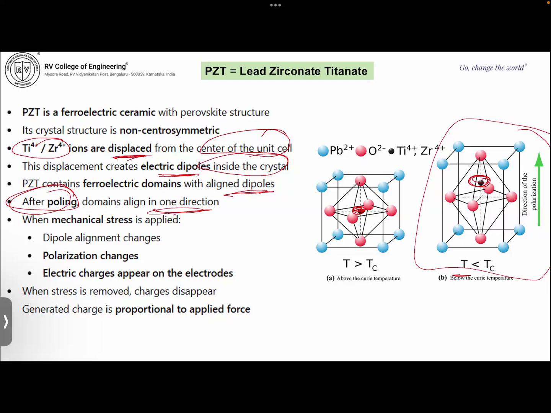When the mechanical stress is applied, the dipole alignment changes. When dipole alignment changes, the polarization also changes. So as a result, electrical charge appears on the electrodes. When the stress is removed, the charges also disappear. The generated charge is proportional to the applied force.